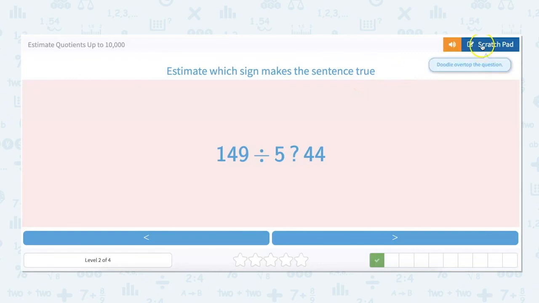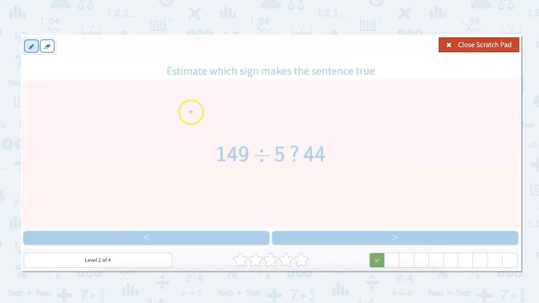149 divided by 5 is greater than or less than 44. So 149 would round up to, actually, scratch that. We could go ahead and even just make it easier for ourselves and round to the nearest 100 rather than the nearest tens. So we'll round down to 100. 100 divided by 5 equals 20. So this is going to be less than 44.